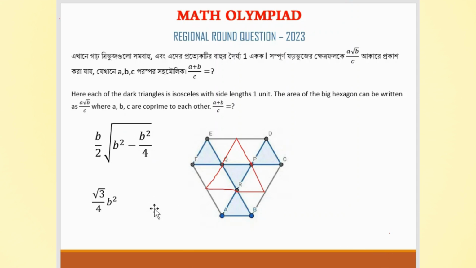Also, if anyone wants, you can just memorize this formula. Root over 3 by 4 b square is going to be the formula for every single isosceles triangle. You can directly use this formula too, anything is fine. But just to show you how this formula comes from, I use this formula here, that's all.